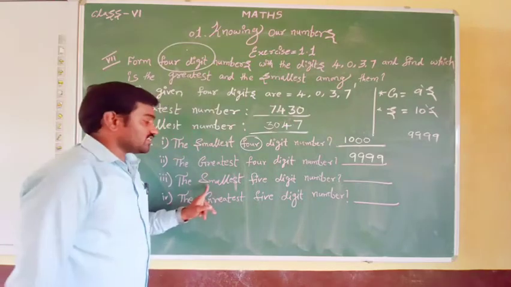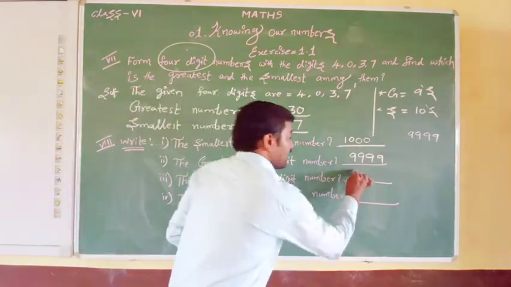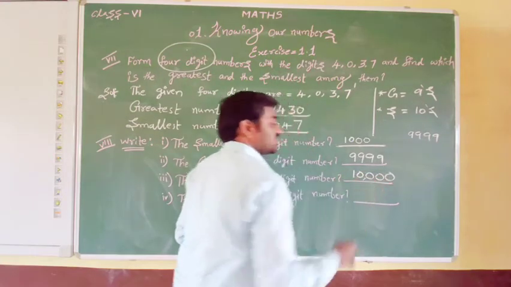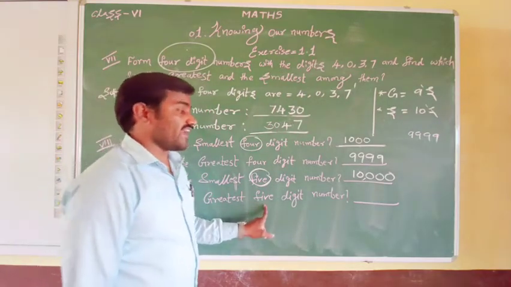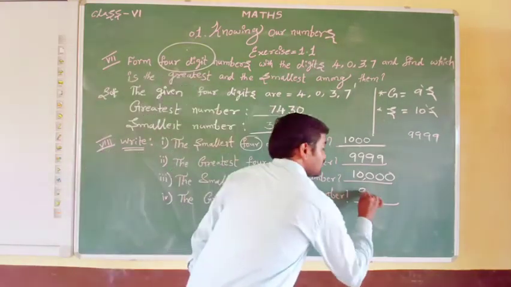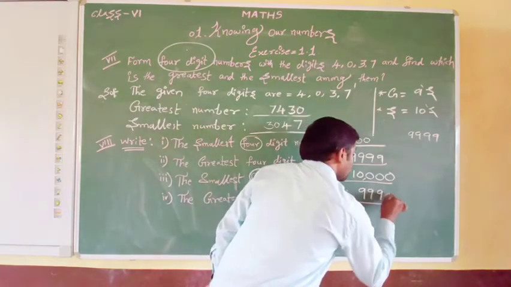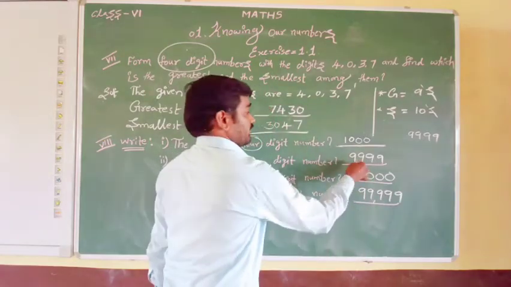Now let's come to the smallest 5-digit number. 5 digits, so 1, 0. 2 digits are completed. 3, 4, 5. That is 10,000. Now we go for the greatest 5-digit number. Greatest, so use 9s. How many 9s? Here 5: 1, 2, 3, 4, 5. So in this way we can remember it.